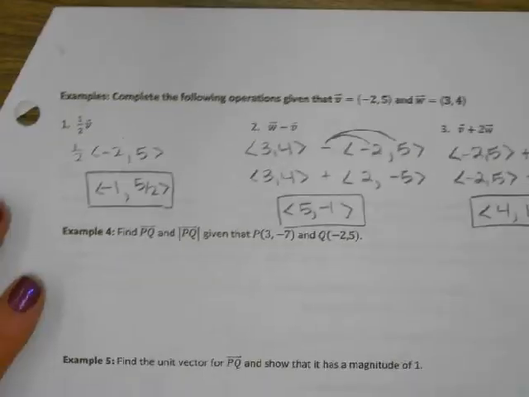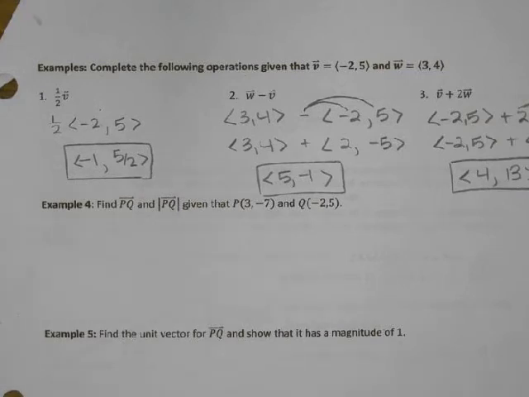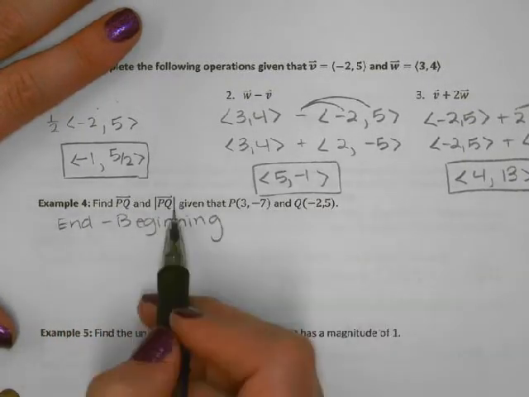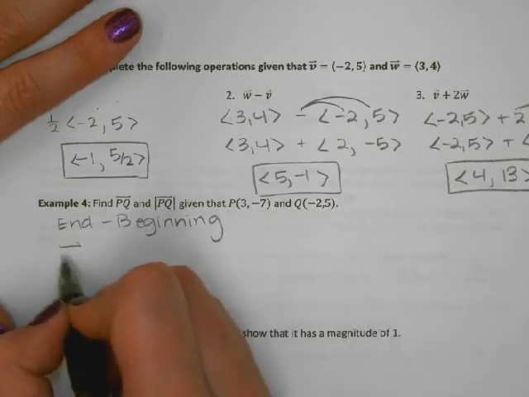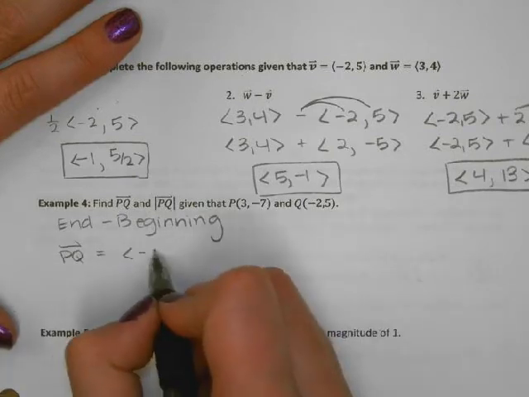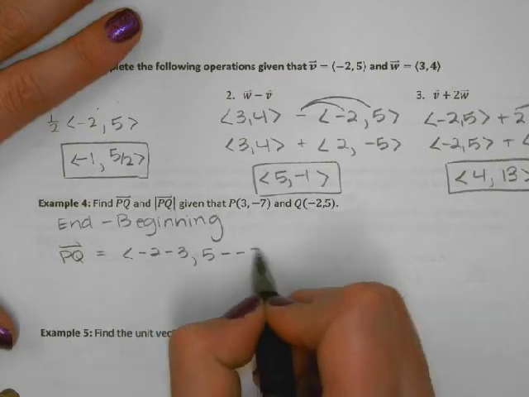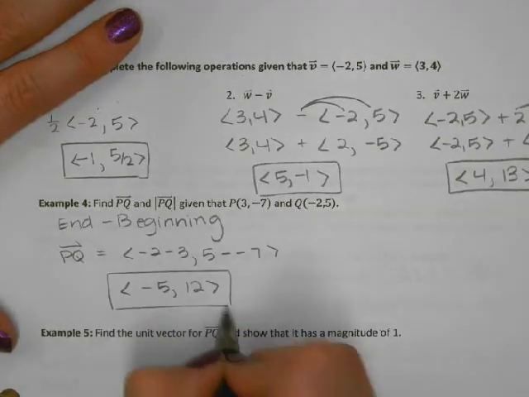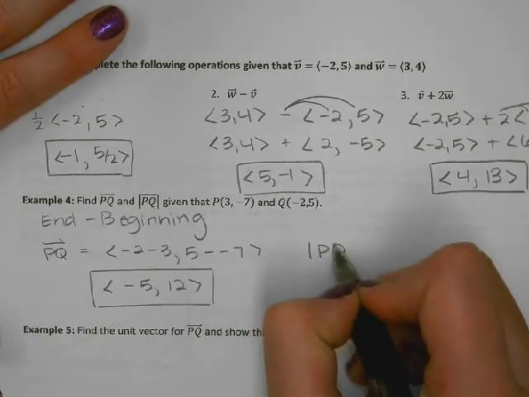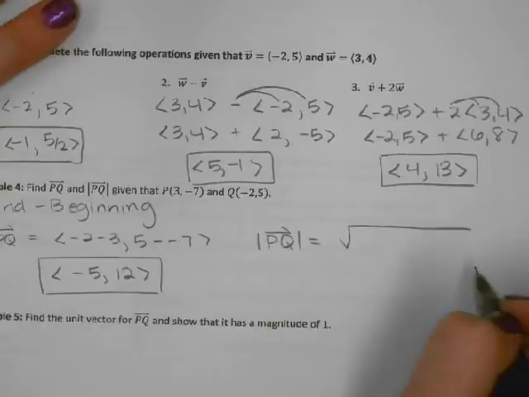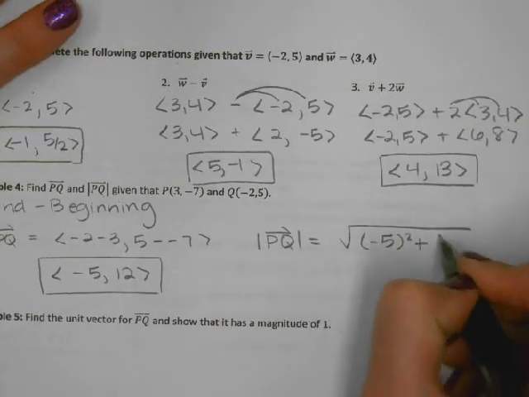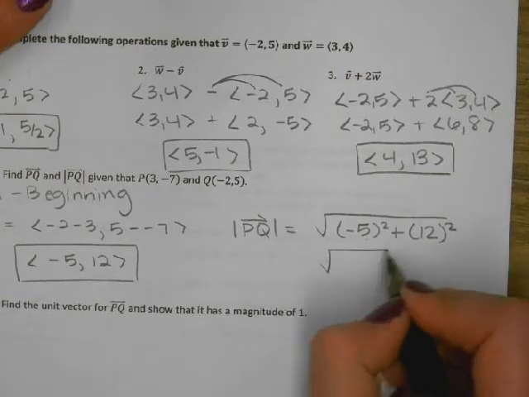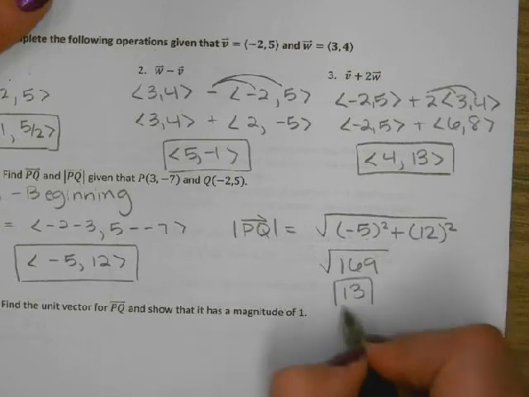All right, for this next one, it says we have point P and point Q, and they want us to find vector PQ. So we remember that we're going to do the end minus the beginning to do that. And then after that, they want us to find the magnitude of that vector. So vector PQ is going to be -2 minus 3, and then 5 minus -7. So that vector is -5, 12. And then they also wanted us to find the magnitude. So that is the square root of the horizontal component squared and the vertical component squared. So we have 25 plus 144, which is 169. And so the magnitude of that vector was 13.